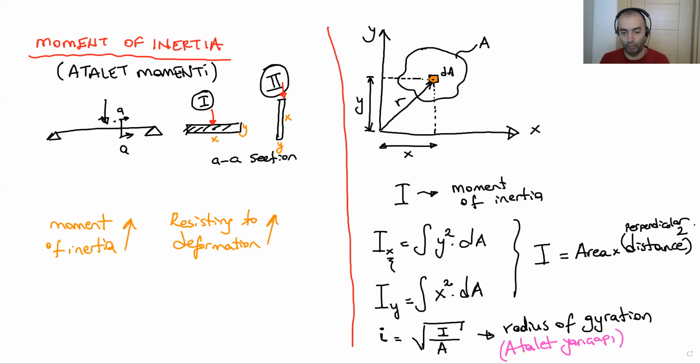This is the general form of the radius of gyration, where we use it. In the next term, we are going to use it for the buckling of structural members. While we are calculating the buckling capacity of columns and vertical struts, we are going to use this radius of gyration. It's atalet yarıçapı. We can calculate it for the x-axis or the y-axis.